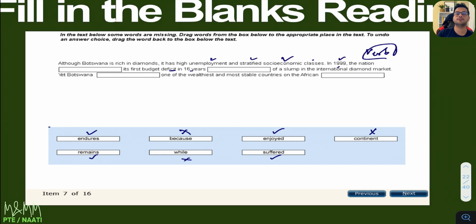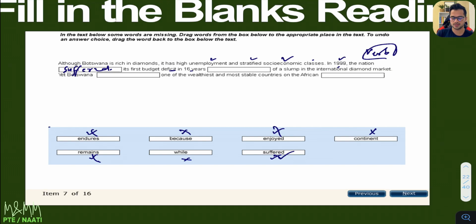Let's try to fit all these options. The nation dash its first budget deficit in 16 years. Nation endures its first budget deficit? No, it's happening in the past, so it has to be in the past tense. This can't be my correct answer. Nation enjoyed its first budget deficit? A deficit means something negative, it went down, so they can't enjoy that. Nation remains its first budget deficit? No. Nation suffered its first budget deficit. Suffered has to be my correct answer.